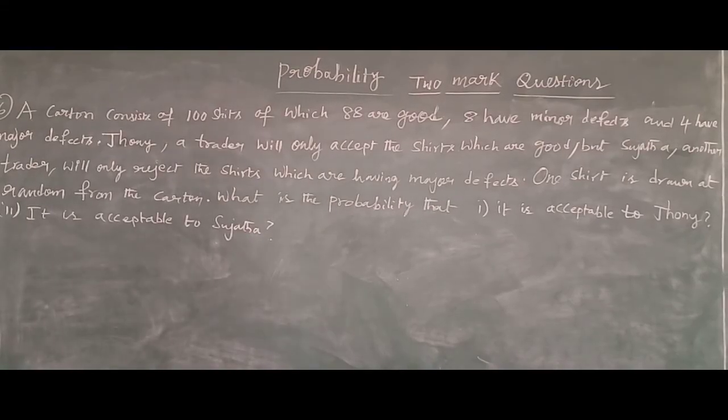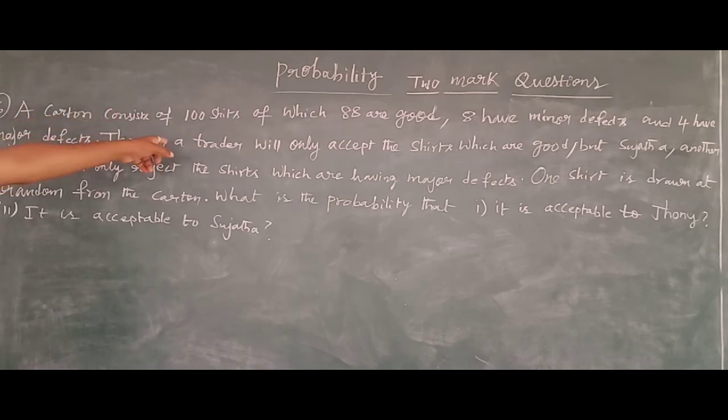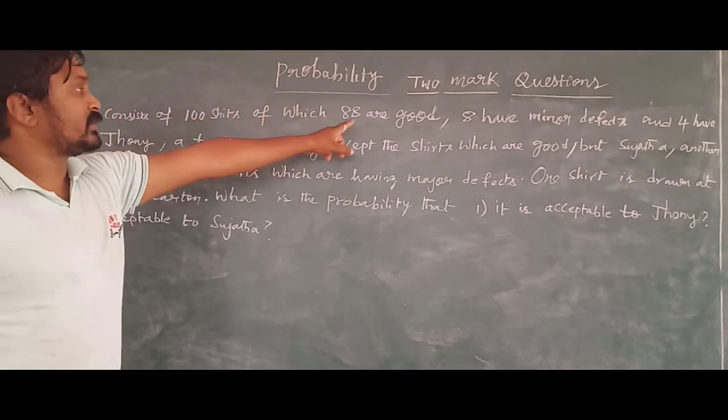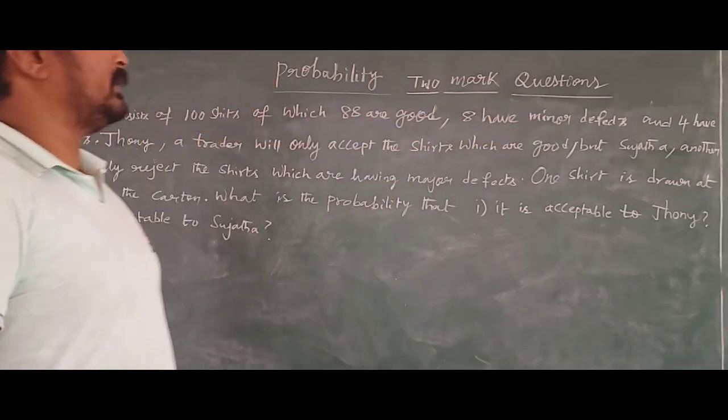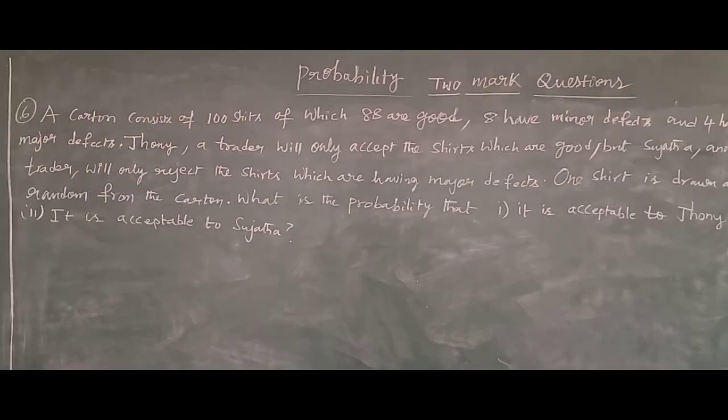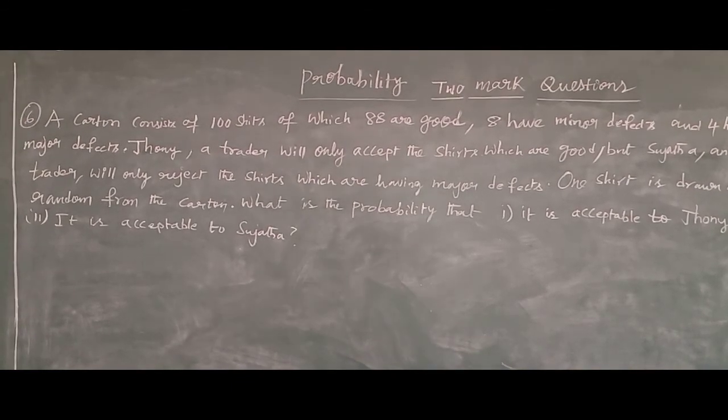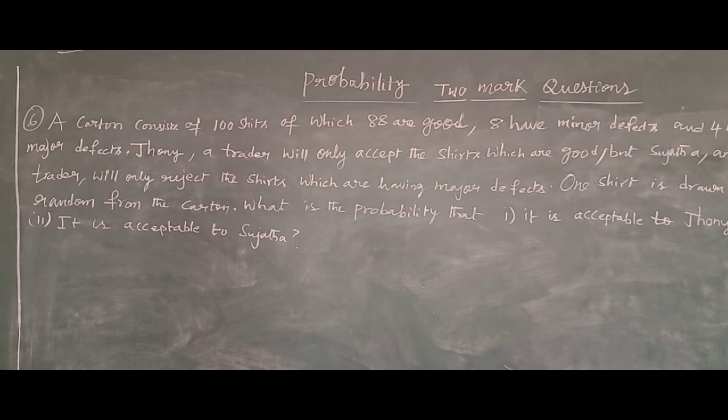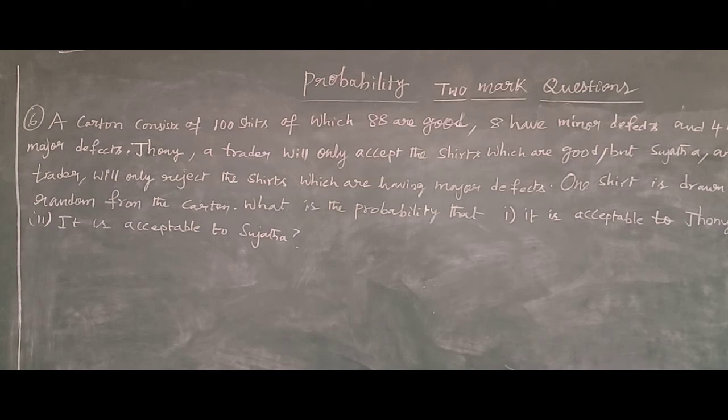Alright, let's move on to the 6th problem. A carton consists of 100 shirts, of which 88 are good, 8 have minor defects and 4 have major defects. Johnny, a trader, will only accept the shirts which are good. But Sujata, another trader, will only reject the shirts which have major defects. One shirt is drawn at random from the carton. What is the probability that it is acceptable to Johnny and it is acceptable to Sujata?